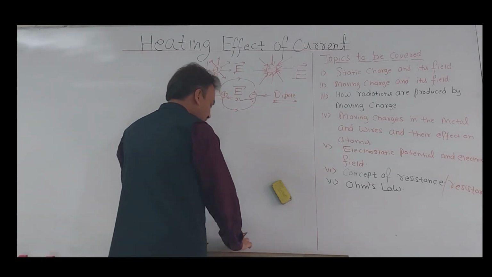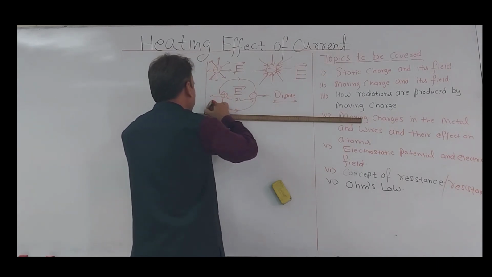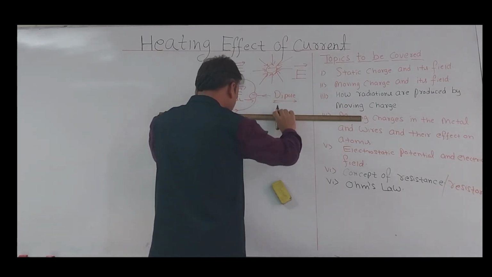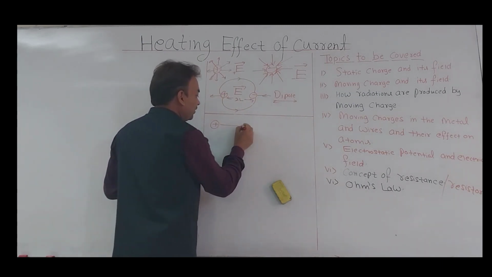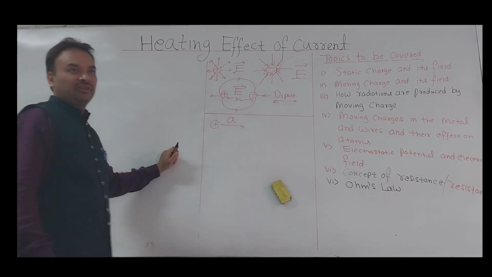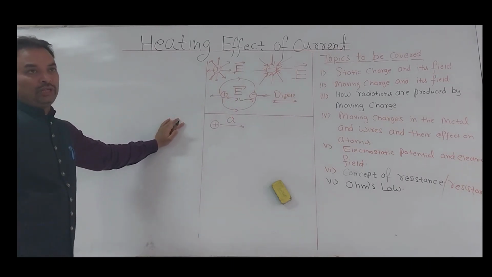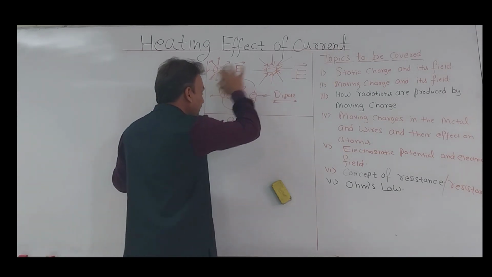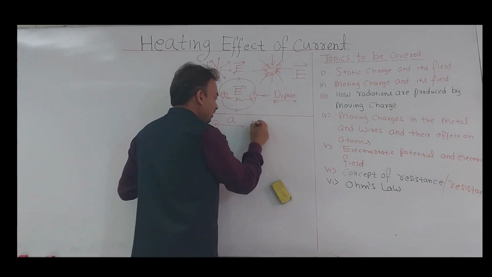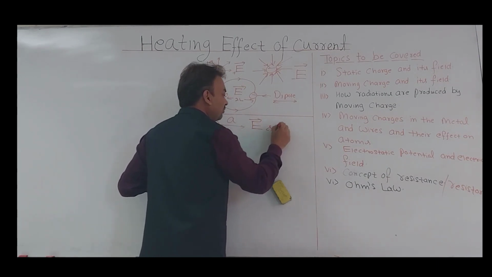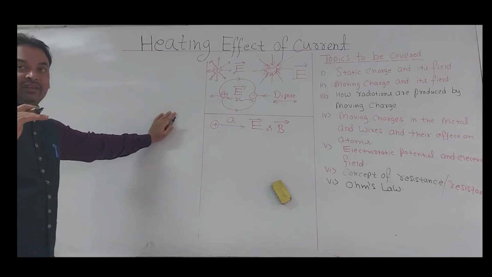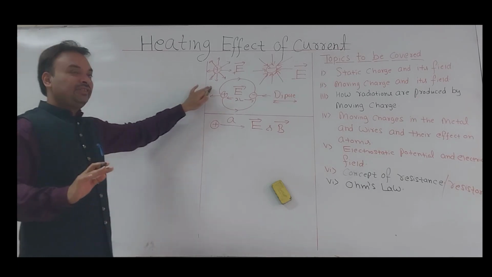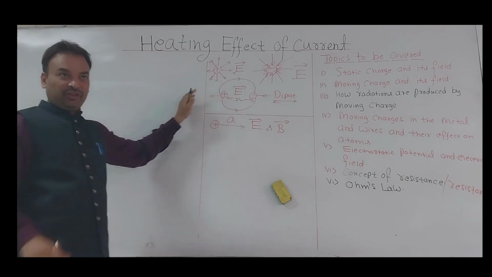But if the same charge starts accelerating, then what happens? Suppose this positive charge starts accelerating, and the acceleration is a, then it carries two types of field. One is the electric field, already the natural property of a charge, and then it will carry the magnetic field. So an accelerating charge carries two types of field, electric field and magnetic field, right? But a static charge carries only the electric field, right?